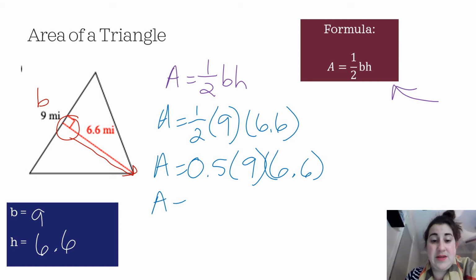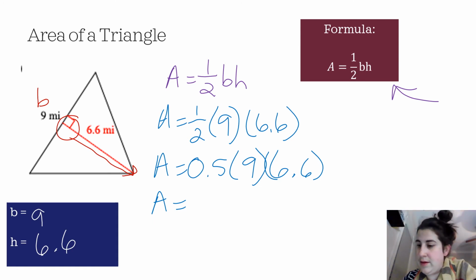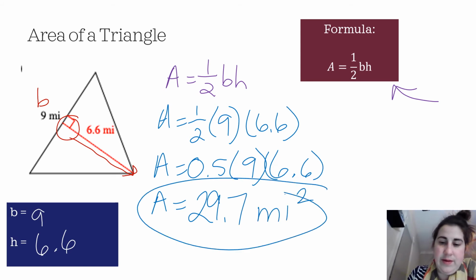And I'm just going to put this all in at once. So I'm putting 0.5 times 9 times 6.6. So this is how I'm putting it in the calculator. And I get 29.7 miles squared. Let's try another.